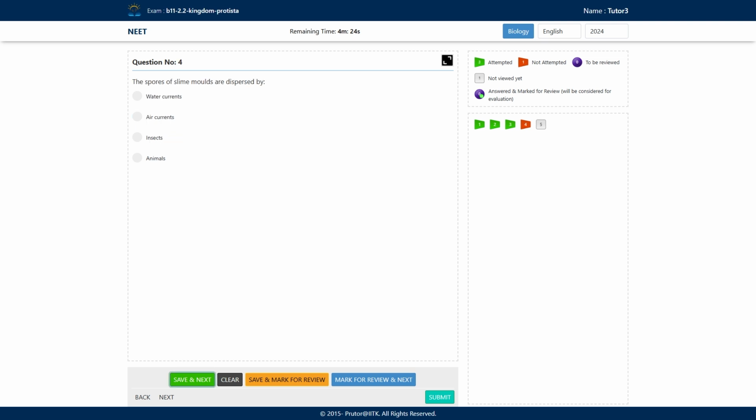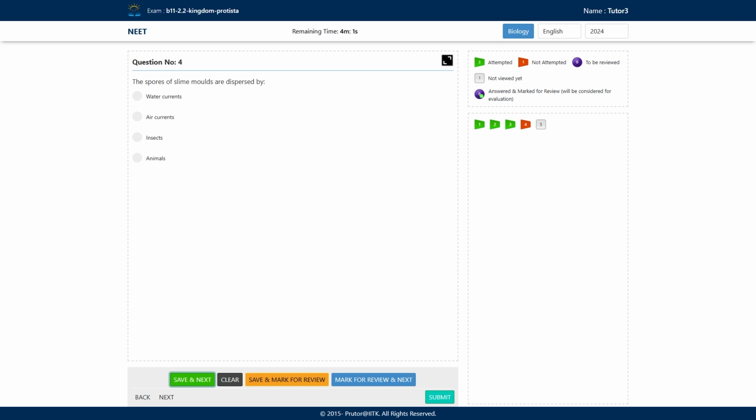Now let's discuss this question. Spores of slime molds are dispersed by what? So when are these spores formed? These spores are formed in unfavorable conditions. So the plasmodium differentiates and forms the spores. This is a kind of survival strategy. Okay, these spores have true walls. They can survive in adverse conditions.